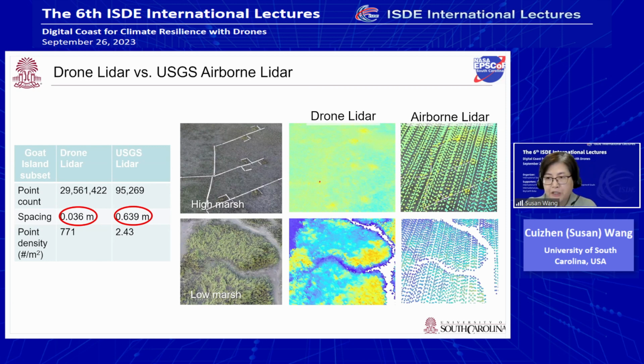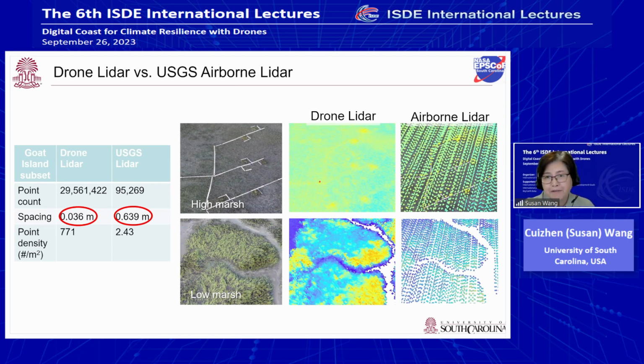And the airborne LiDAR has 63 centimeter spacing, and you can tell the limited number of points over there, hardly you can tell more details of the marsh plots there. And drone LiDAR has 3 centimeter spacing, 3.6, and much more points over the same plot. So you can tell more details of individual marsh plots. Some of the plots, they're monitored by other research projects in the same area.